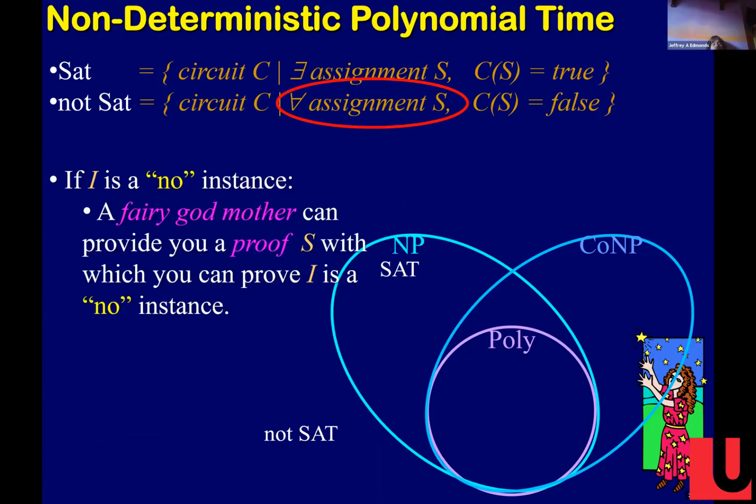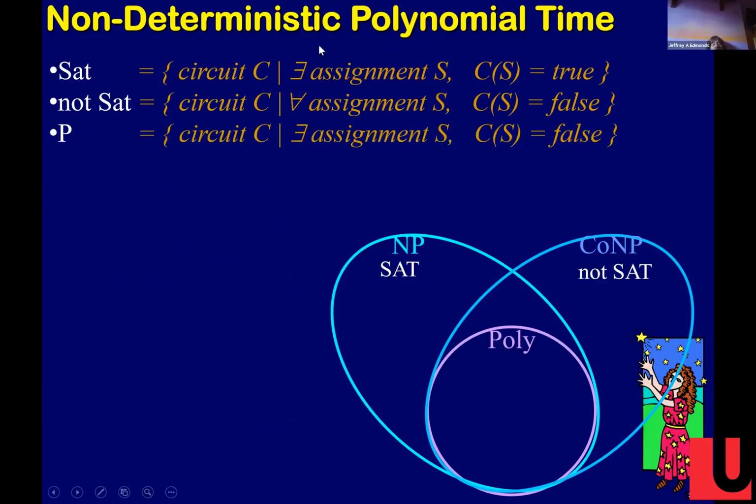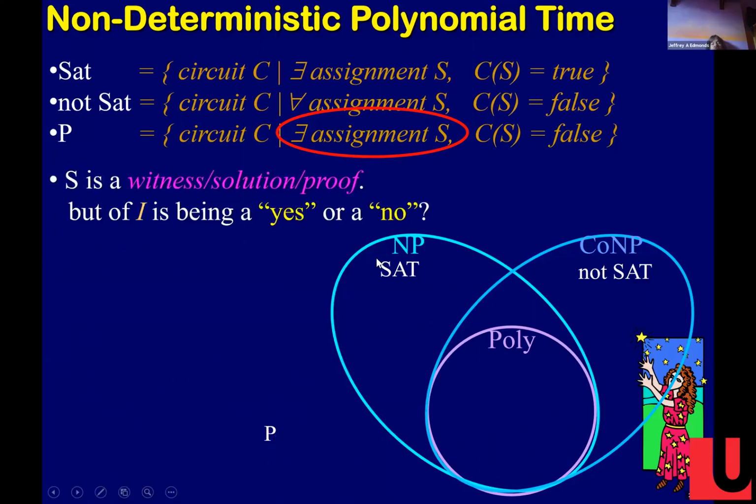And here's the question I've asked on tests. What about this problem, right? Given a circuit, I want to know, does there exist a solution for which the circuit says false? Well, now the question is, is this in NP or is it in CoNP? And it turns out that it's in NP because there is a witness. It's a yes instance if there exists a solution. And so the fairy godmother can give you that witness that it's a yes instance. But if you didn't quite get that, that won't be on the test.